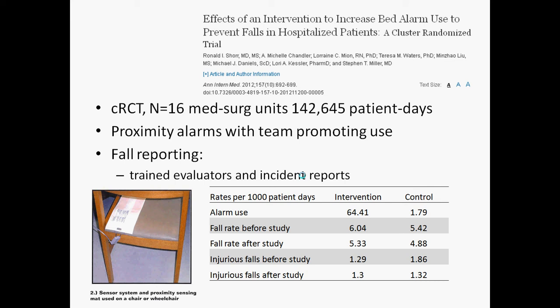Unfortunately, he found that use of the bed alarms, the proximity alarms on chairs and beds, did not reduce the rate of falls in the intervention group before the study compared to after the study more than the control group, because there was a similar reduction there. And indeed, the rate of injurious falls before the study was the same as after the study for the intervention group, but for the control group there was a fairly sizable reduction that wasn't seen in the intervention group. So from this study there was no benefit from using the bed alarms or the chair alarms on the rate of falls.